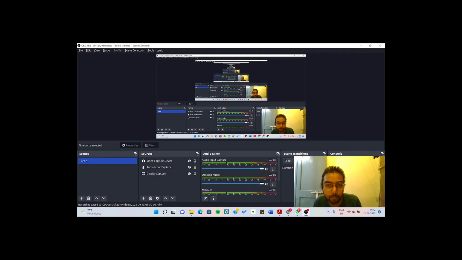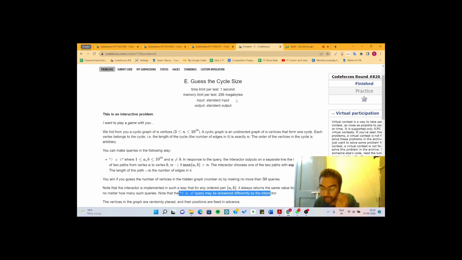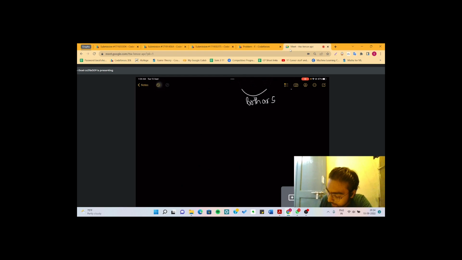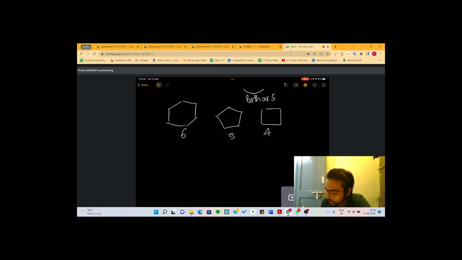So now let's start with problem E. I have opened the problem E here. The problem E is such that there is a random cycle of size n. Now a cycle is defined as this. This is a 6 vertex cycle, this is a 5 vertex cycle, and this is a 4 vertex cycle, and so on. So a cycle is such that there are n vertices and n edges.